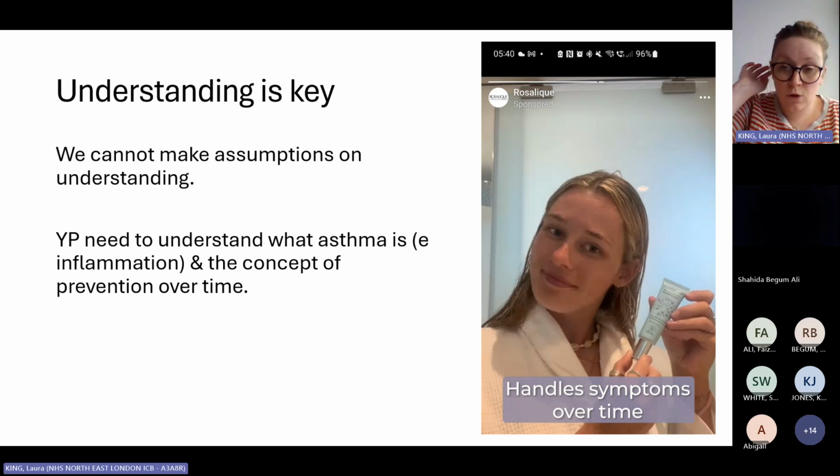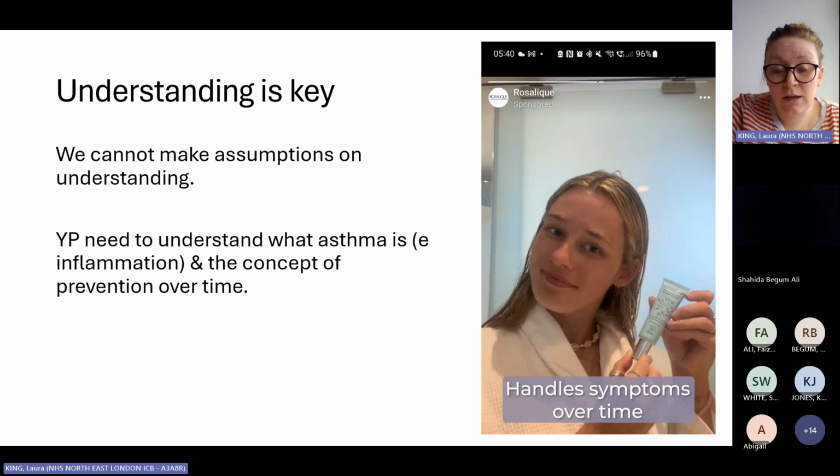Again, when I spend time anywhere, but largely in primary care with high-risk patients, one of the assumptions that a lot of us make, and myself included in the past, is that young people are just not going to understand the concept of prevention alongside symptom management in one device. And I sort of challenge that, because if we're giving them good information, which I know we are, and we are explaining what asthma is, and we're explaining what inflammation is, and we're giving them information that is meaningful to them, they can understand that. Young people can understand the concept of prevention over time.